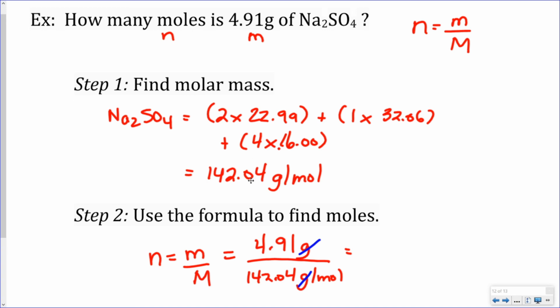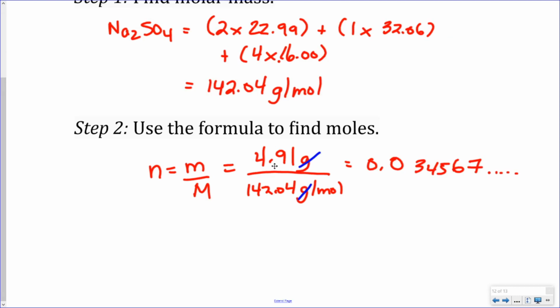So when I do this, I get 0.03456. I must have chosen numbers to make me do that. Always look to significant digits. 4.91 has 3 significant digits, so we should round to 3 significant digits. That's the 5 right here. So we'll have 0.0346, and our units are moles.